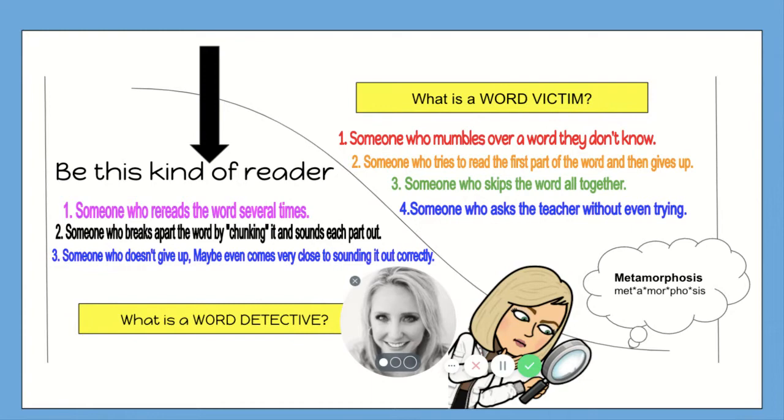So a word detective, when they're stuck, they pull apart the word. And when that fails or they can't figure that out, then we're going to use some of these strategies like synonym and definition. A word detective, someone that doesn't give up, maybe even comes close to sounding it out correctly. You know what? Your teachers are going to notice. We're going to hear you. We're going to see you. And then when you come and you ask us, we're for sure.